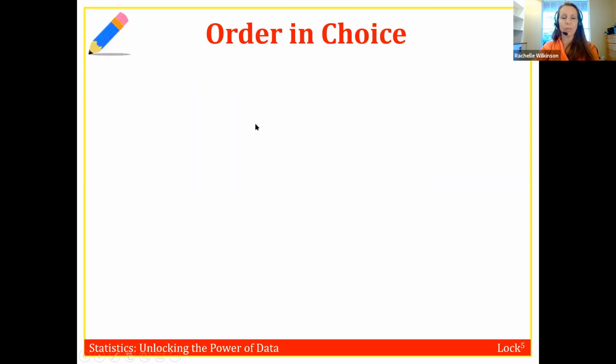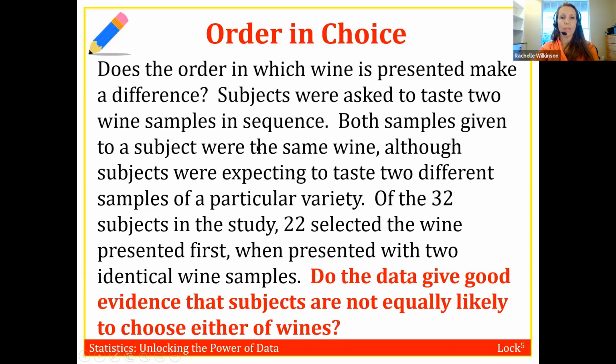I do want to point out something about the next example, though, this order and choice. In this one, subjects were given 2 wines and had to say which one they liked best. They were under the impression that they were tasting 2 different wines and trying to decide which one was better. But in reality, they were being given the same wine, and the researchers were trying to figure out if the order of presentation made a difference, like if people were more likely to choose the first one or more likely to choose the second one.